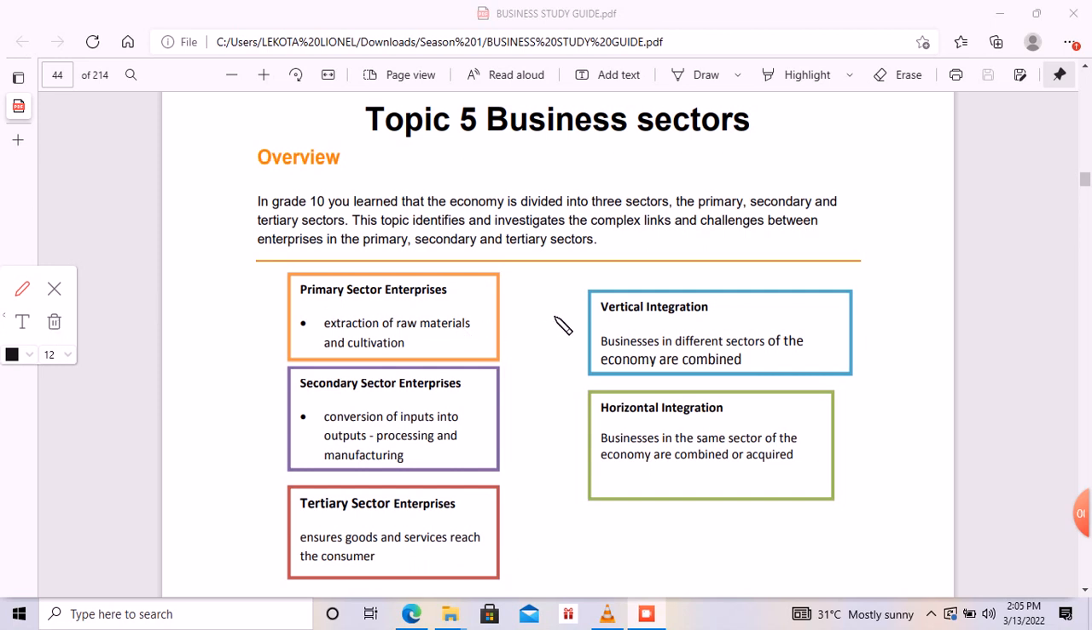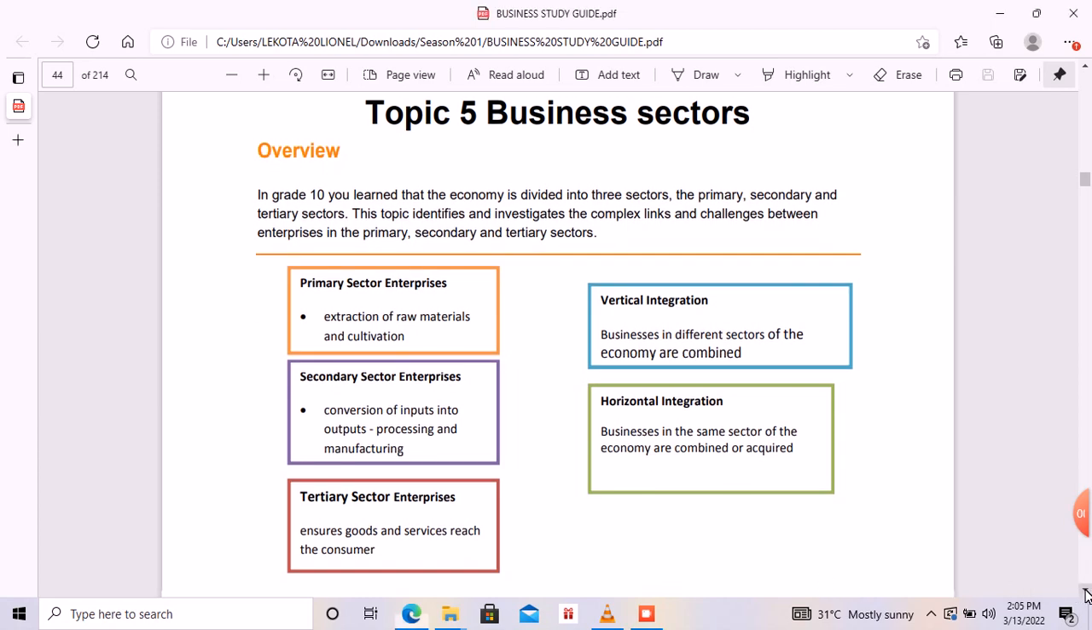So now, what is the primary sector? A recap from the grade 10 syllabus: it is the extraction of raw materials and cultivation, while secondary sector enterprises are the conversion of inputs into outputs, the processing as well as the manufacturing. And then the tertiary sector enterprises are the businesses that ensure that goods and services reach the customers.